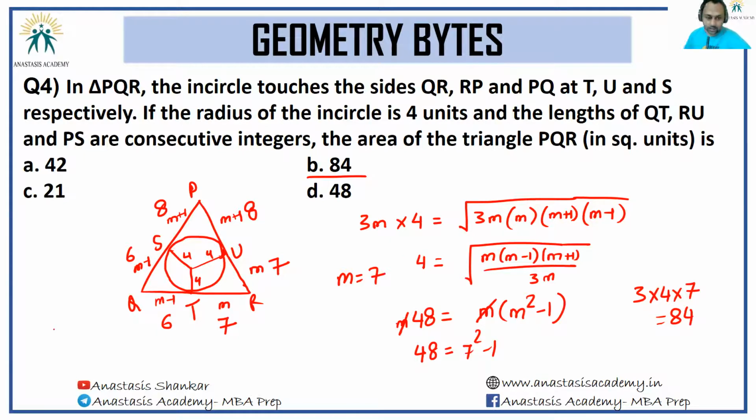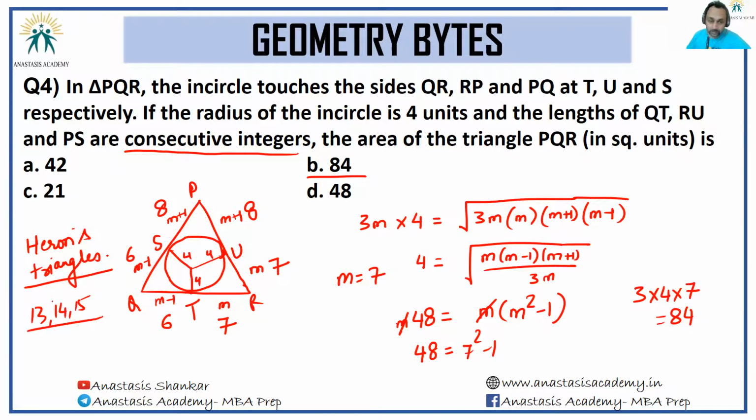The other way: as soon as they've told me that the portions m minus 1, m, m plus 1 are consecutive integers, hopefully you are reminded of Heron's triangles. You've got triangles with three consecutive integer lengths, and yet the options are all integral. The most commonly used Heron's triangle is 13, 14, 15. If you can simply confirm that the inradius in this case turns out to be 4, you can happily calculate the area from here. That is another way.